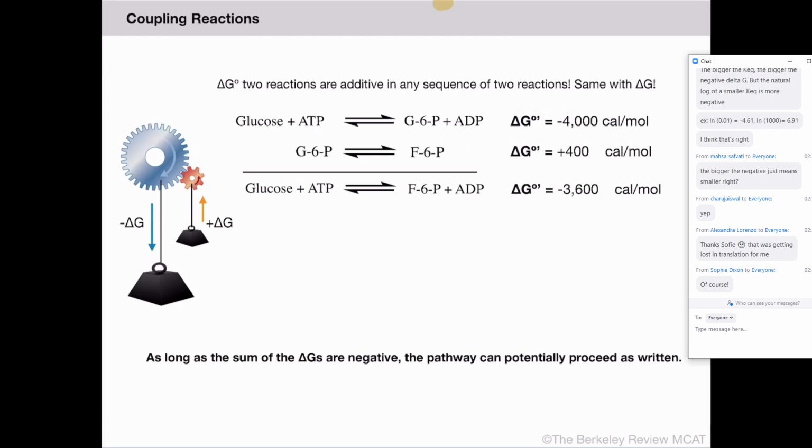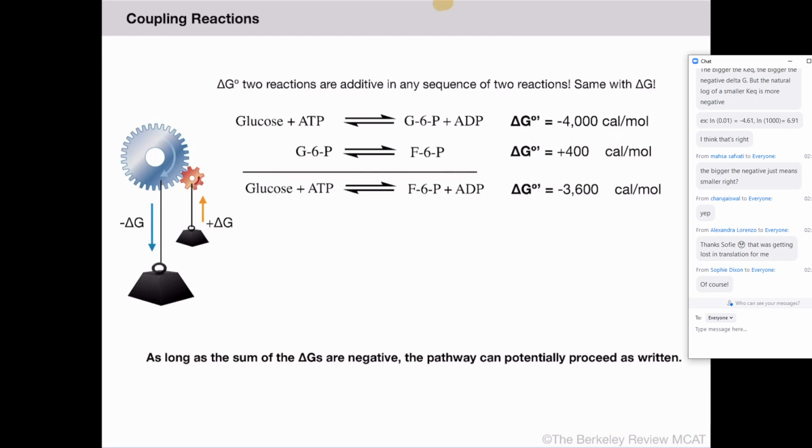which is very favored, and then you have something that's not favored. The only way to go from glucose 6-phosphate to fructose 6-phosphate is having it coupled with another reaction. In this case, glucose plus ATP goes to glucose 6-phosphate plus ADP.